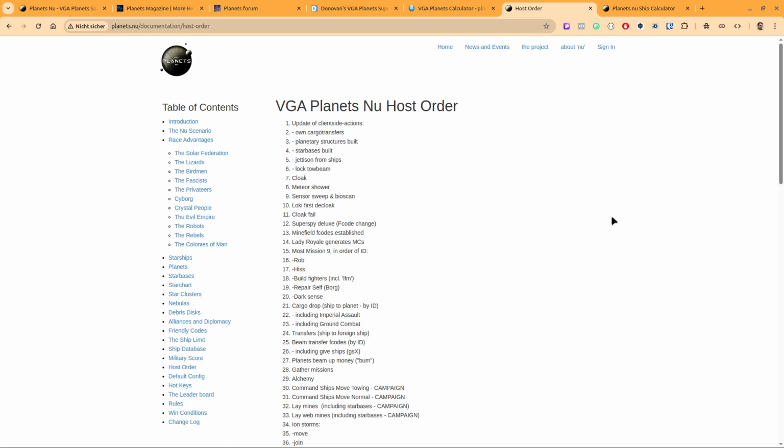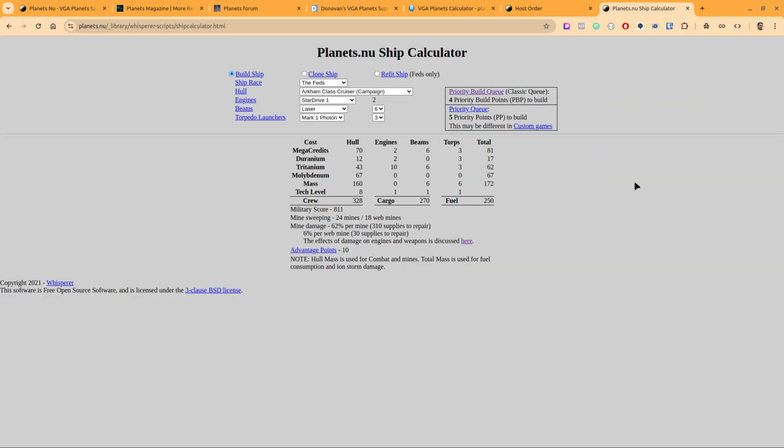And then there are scripts developed by third parties. And one of the most famous ones is, I think, Whisperer. And I apologize already to all other script makers. But the one I use, for example, is this one from Whisperer. It's also part of planets.nu, at least on the website.